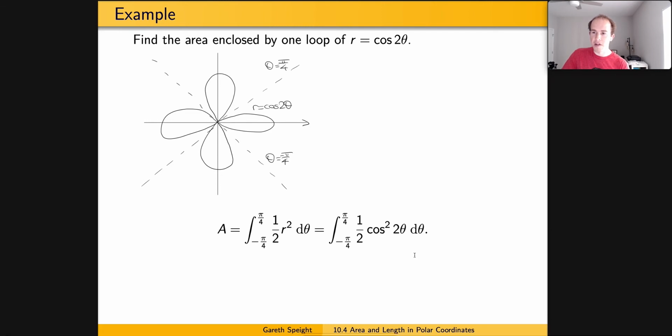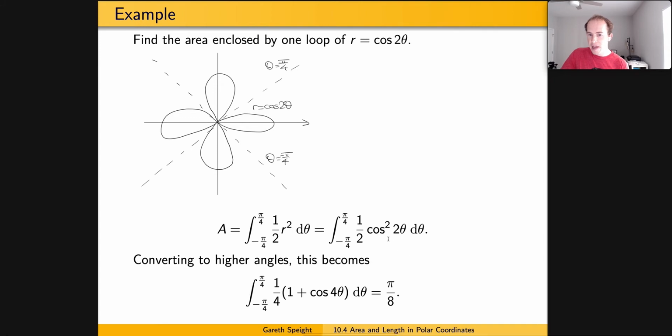We have cosine squared of something, cosine squared 2 theta. So we want to convert to higher angles but lower powers if we use our double angle identity. So doing that, cosine squared 2 theta is a half 1 plus cosine of 4 theta. When we go down in powers, we double the angles. So with the half we already had, we're going to get a quarter 1 plus cosine of 4 theta. And then we integrate, plug in pi over 4, plug in negative pi over 4, and subtract.